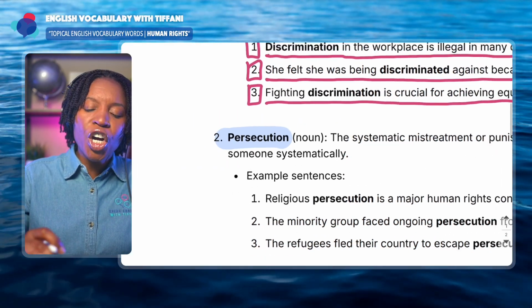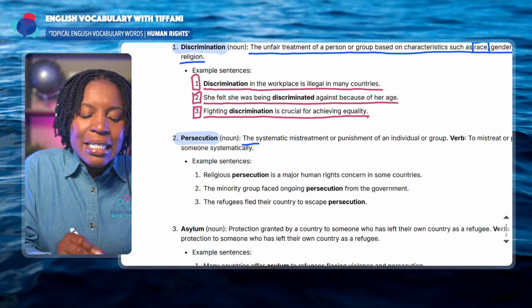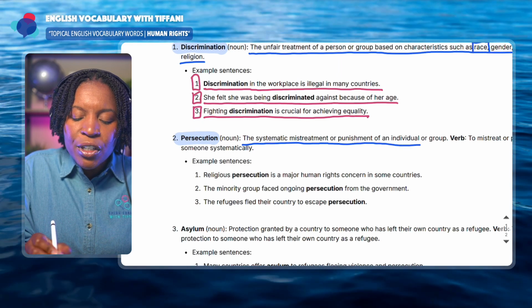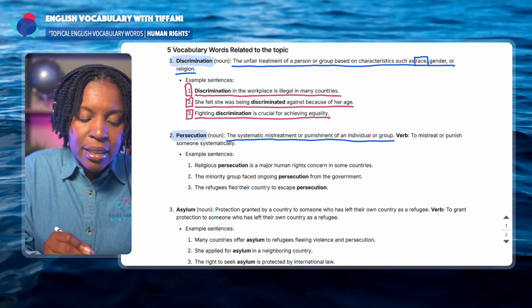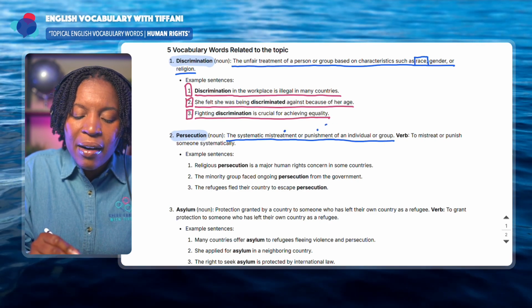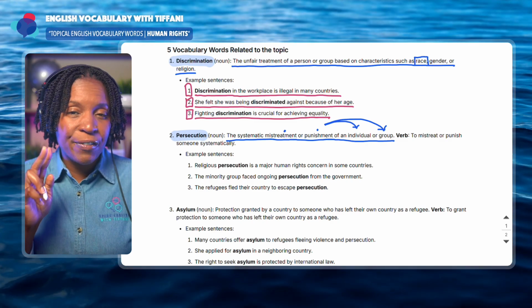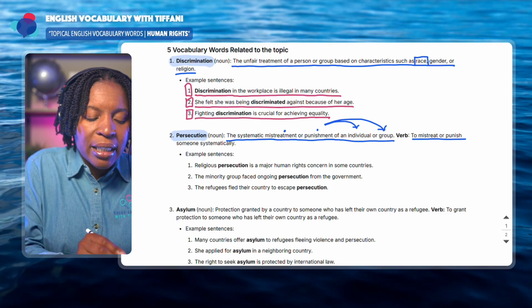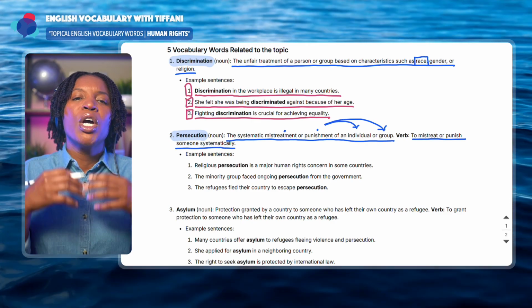Great job. Now, this term persecution, it literally just refers to the systematic mistreatment or punishment of an individual or group. Again, the systematic mistreatment or punishment of an individual or a group. Now, the second definition, if we're using it as a verb, is to mistreat or punish someone systematically. Similar meaning, same meaning. All right. So again, treating someone unfairly and you're actually punishing them.